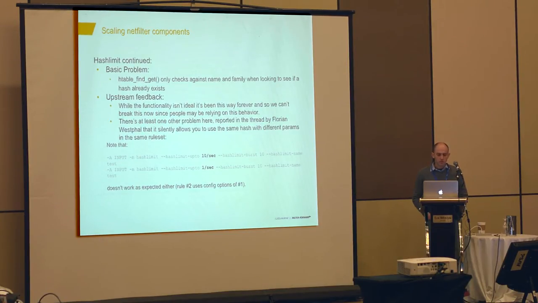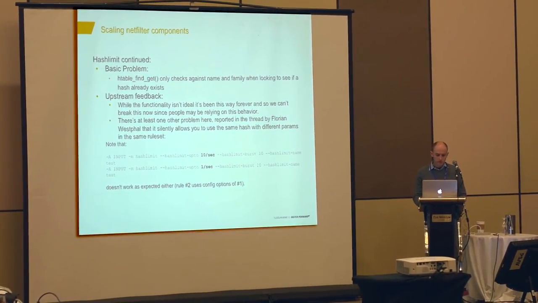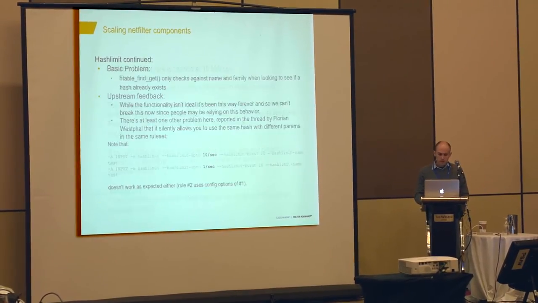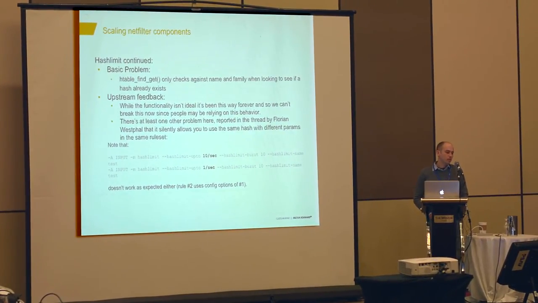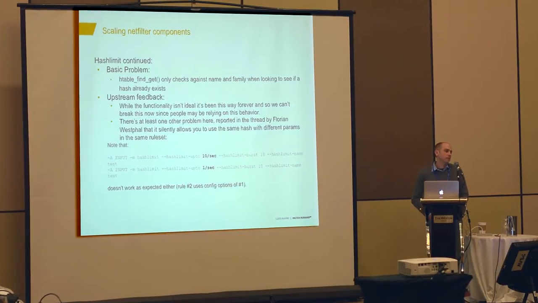There's also a secondary problem along the same lines. Even within the same rule set, if you're referencing the same hashlimit table with different config parameters, it just silently allows you to do this. In the example here, the second rule actually still uses the same configuration as the first rule. So there's no warning or error in this condition. The question here is, can we change this in the current hashlimit, or is this something that would need a new implementation? That's a question for the group.